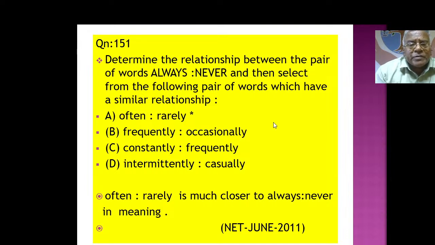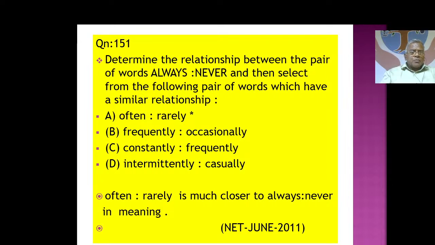Determine the relationship between the pair of words, always, never. Then select from the following pair of words which have a similar relationship. Always, never. Frequently, occasionally, constantly, frequently, intermittently, casually, okay, that's okay. But which is the closest relationship it is having with always, never? Often, rarely, right? Always, never, often, rarely. Often, rarely is much closer to always, never.